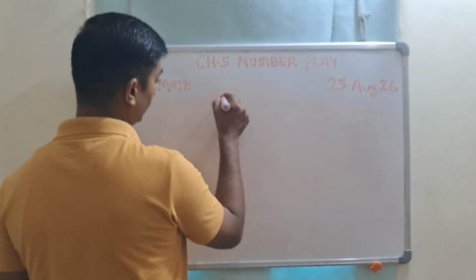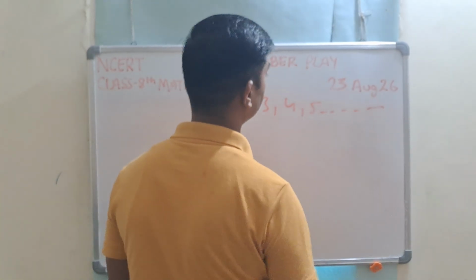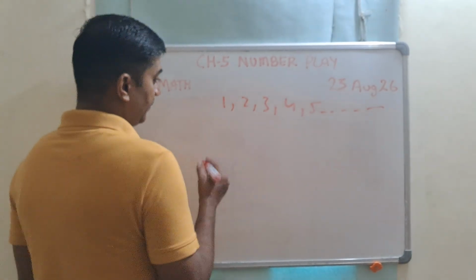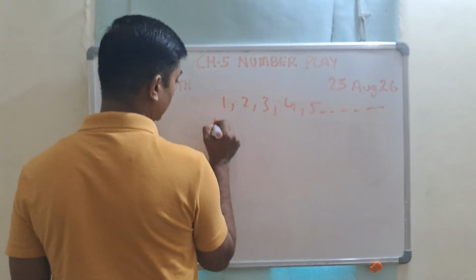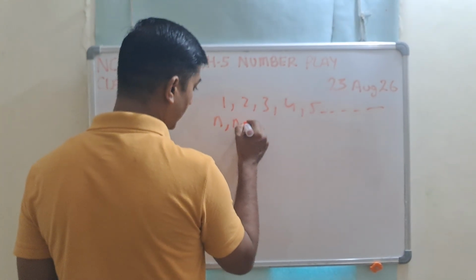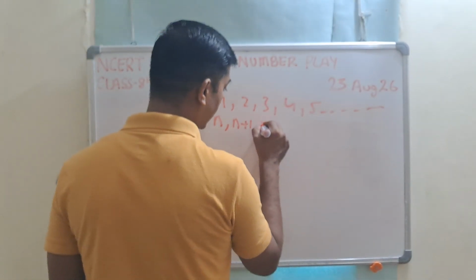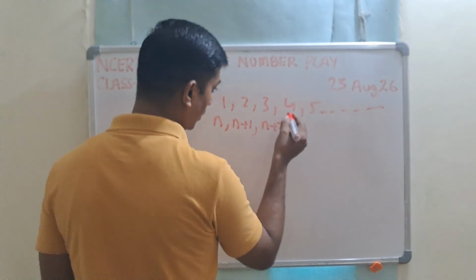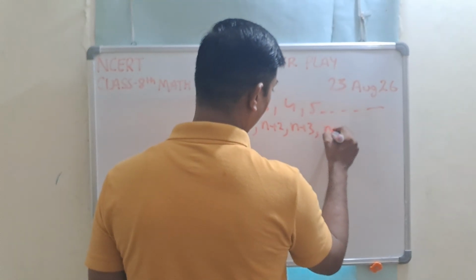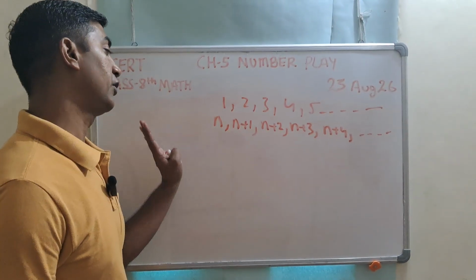Now these are our consecutive numbers: 1, 2, 3, 4, 5, and so on. Now see, if we take 1 as n, then what is the 2? 2 is n plus 1. Understood? What is 3? 3 is n plus 2. What is 4? N plus 3. And what is 5? N plus 4, and so on. In this way we will get the consecutive numbers.